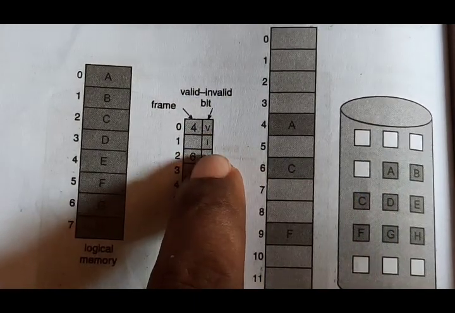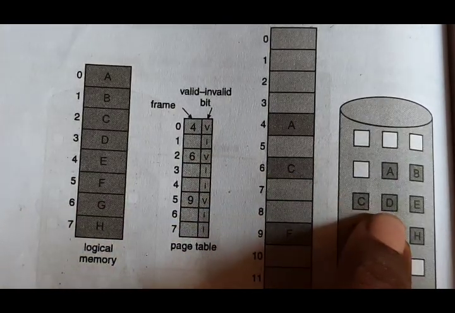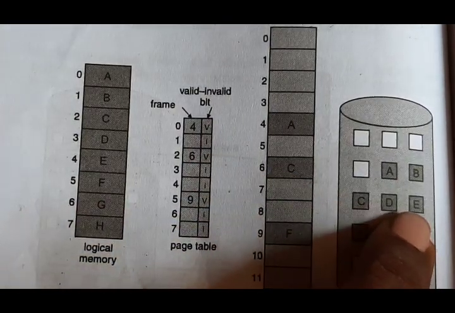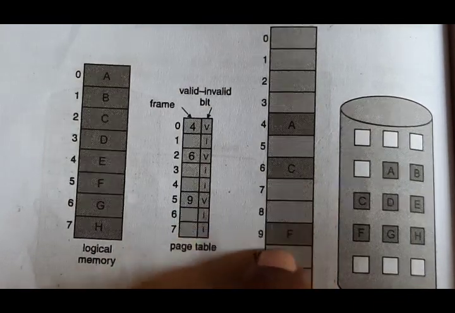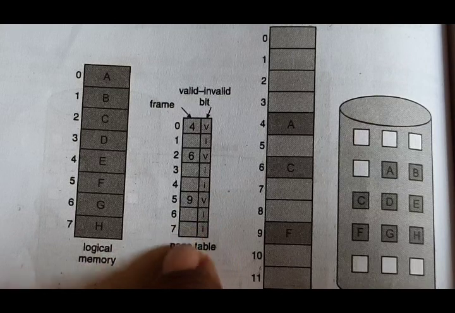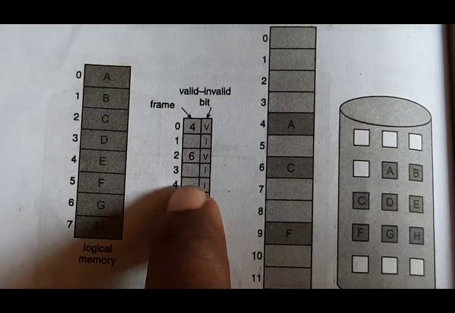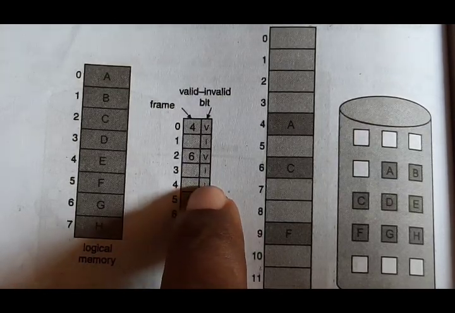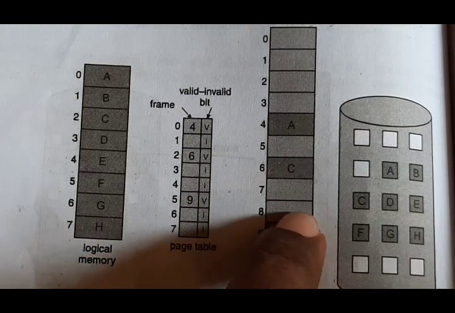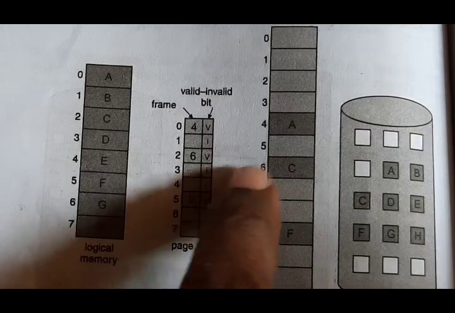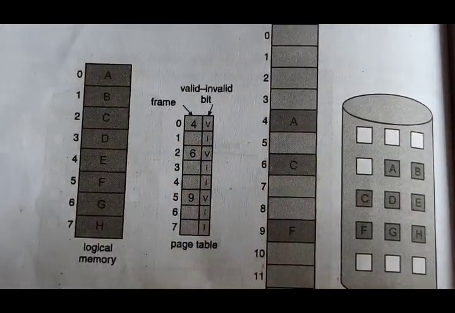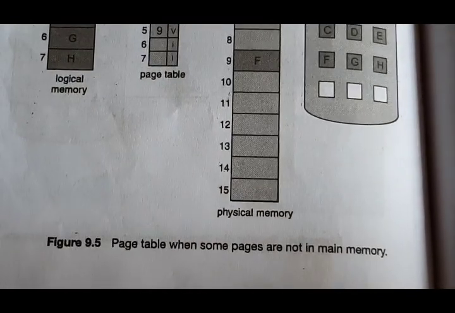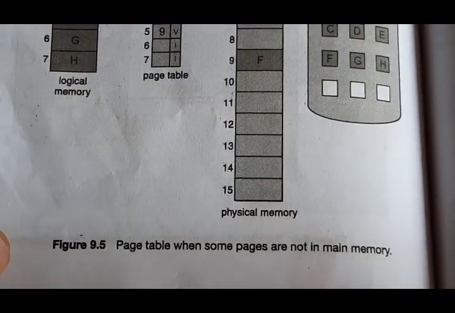If E is not in RAM and you place E in RAM, then in frame number 8 the entry becomes valid. Pages that are not in memory, like E and B, are marked invalid. This figure shows the page table.